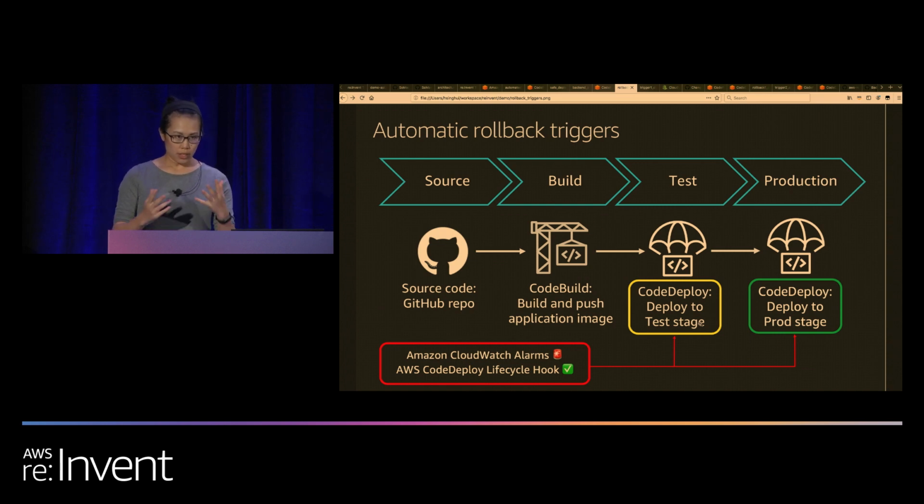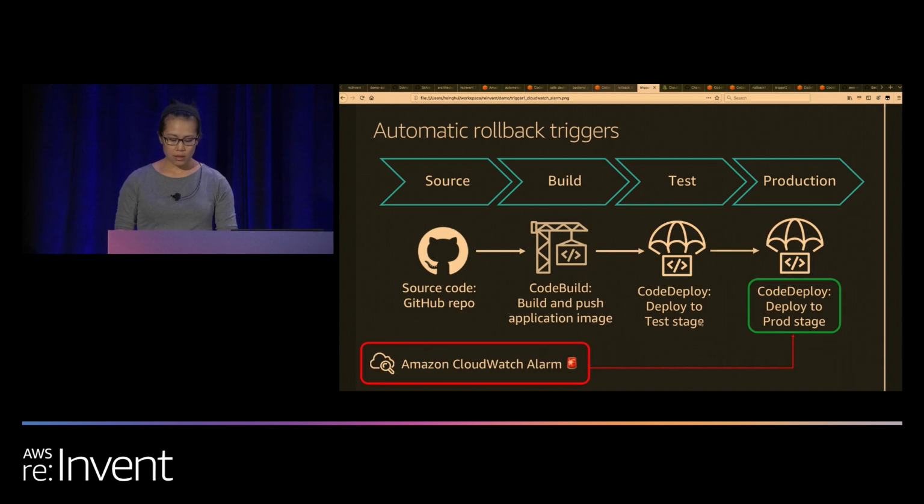So we're going to talk about demo 2 of those triggers for the automatic rollbacks. The first is using Amazon CloudWatch alarms, and the second is using AWS CodeDeploy lifecycle hooks. These can be set up in any pre-production stage or during a production deployment itself, so that if one of the alarms goes off or if the validation in the hook fails, then it'll trigger an automatic rollback to the last good version of my application. So let's talk about the alarm trigger first.